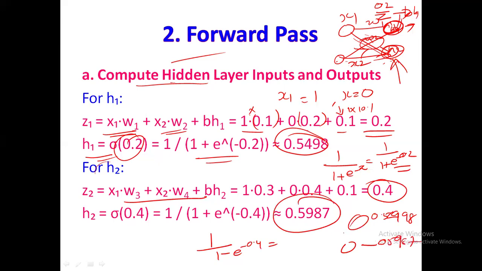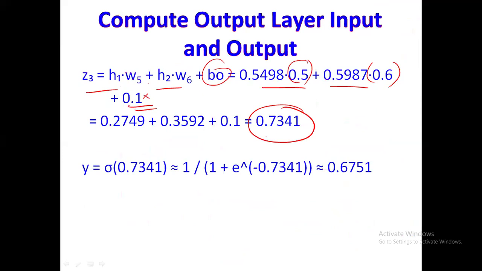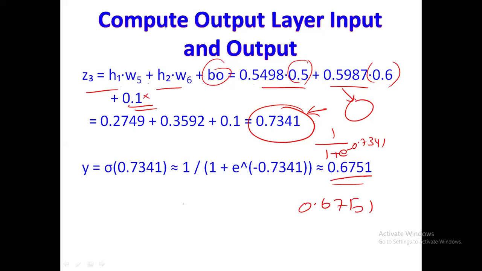Now we find the output: Z3 is h1 w5 plus h2 w6 plus b0. Using the weights 0.5, we multiply and add the bias 0.1, and we get 0.7341. So this is the weighted sum of the output, and we apply 1 divided by 1 plus e power minus 0.7341. Finding this, we get 0.6751. What is the output we have to get for this pattern?